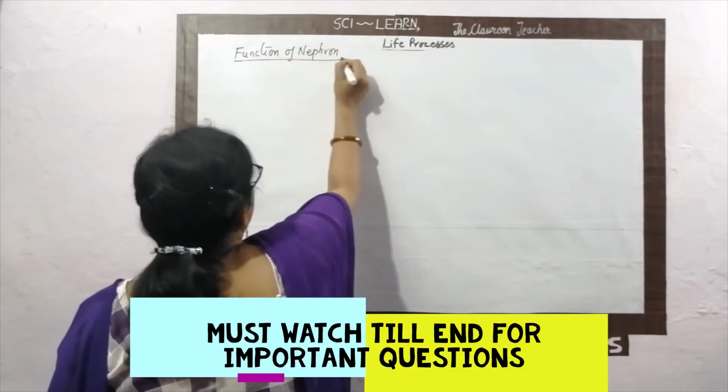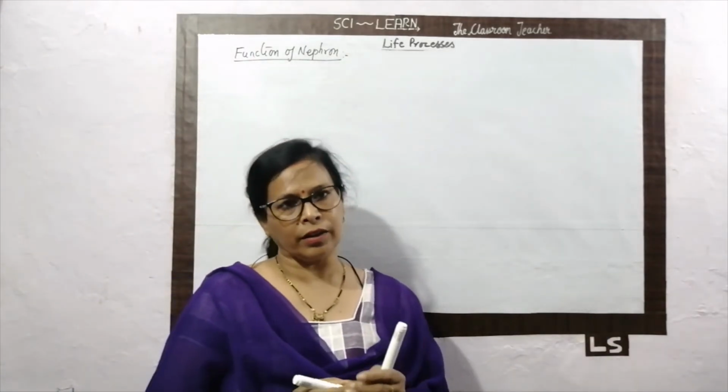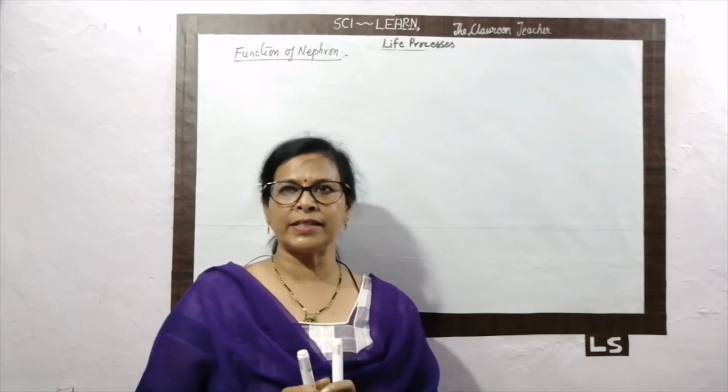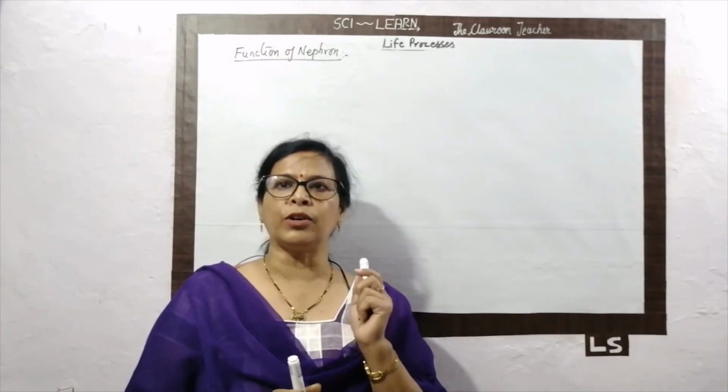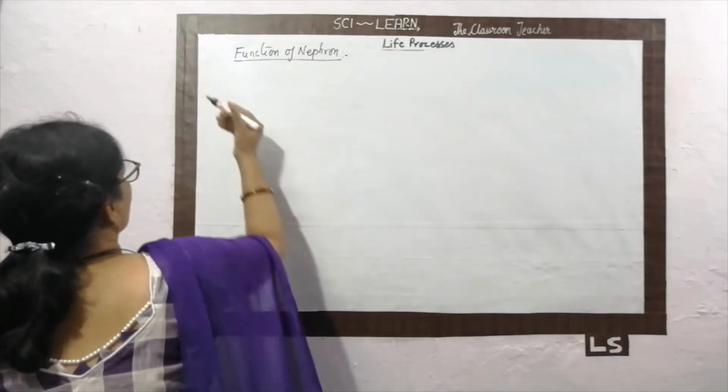We are able to answer all the questions related with that. So what is the function of the nephron? Here the glomerulus is there. Glomerulus is for the filtration of blood passing through it. What is the role of glomerulus?